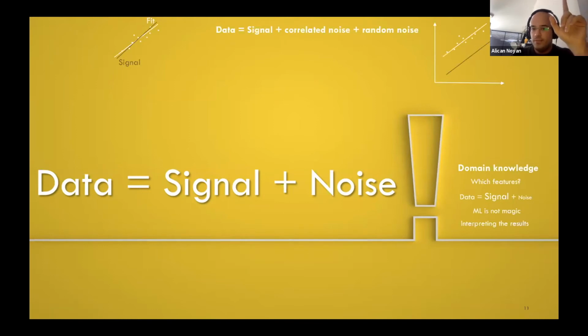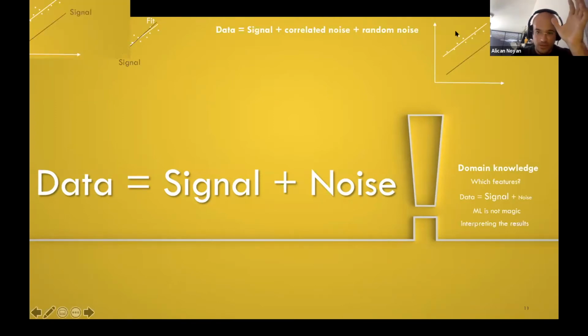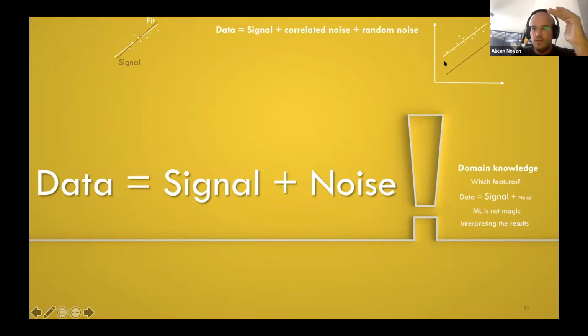Even if you collect millions of data here, this is very important, right? More data won't solve your problem here. If you collect more data, your fit will just stabilize, but there is still this difference between fit and signal. So let's see how this can happen in real projects. So yeah, this is what you fit, right? If you do this, you fit this, not the signal.